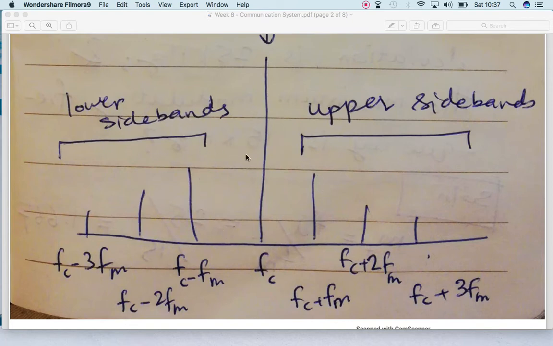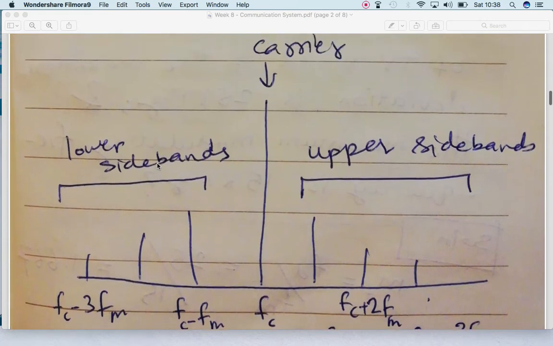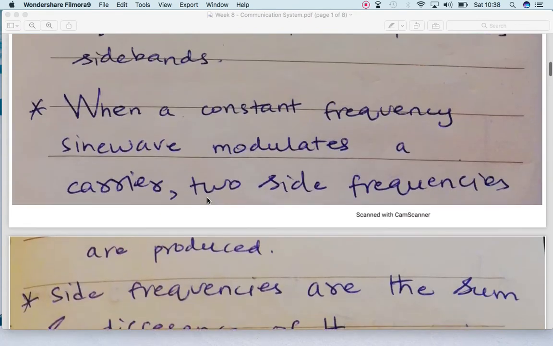Whenever we use a voice signal, more sidebands occur on the right hand side and on the left hand side, and whenever we have a video signal, even more sidebands will occur on the right and left hand side. So what it is saying is that the more complex the modulating signal or the information signal, the more sidebands will come on the right hand side as well as on the left hand side. This is what it is saying over here.